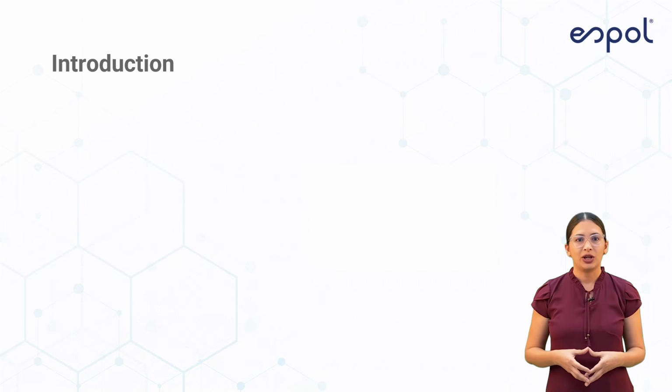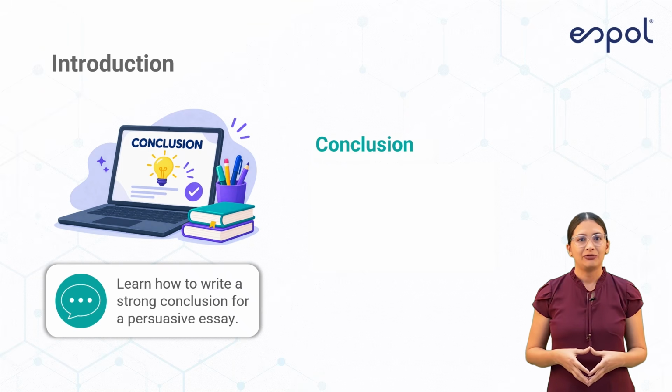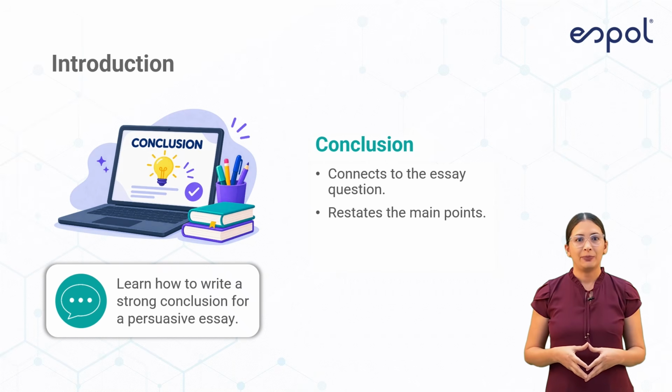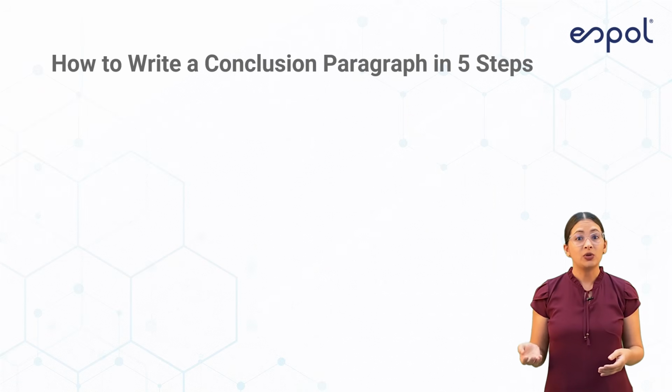In this video, we are going to learn how to write a strong conclusion for a persuasive essay. A conclusion is the final idea that stays with the reader. It connects back to the essay question, restates the main points, and leaves a final thought about why the topic is important. A strong conclusion does more than summarize. It brings the entire argument to a clear and purposeful close.